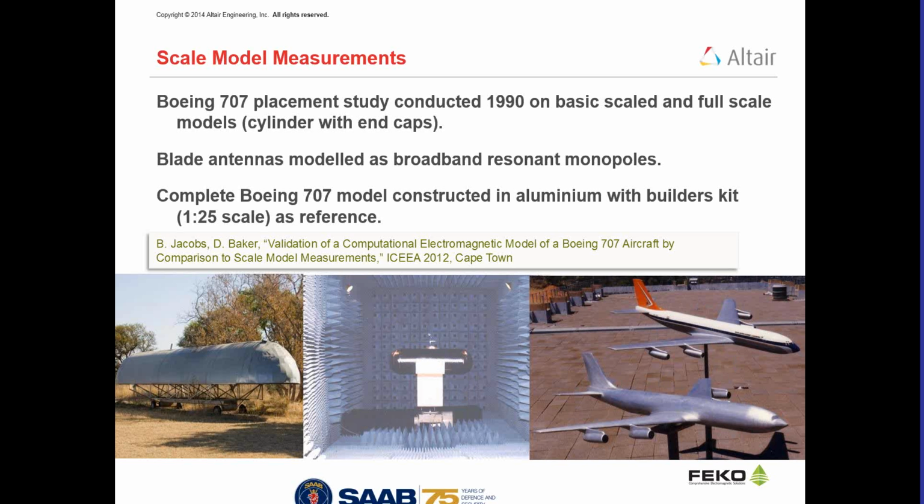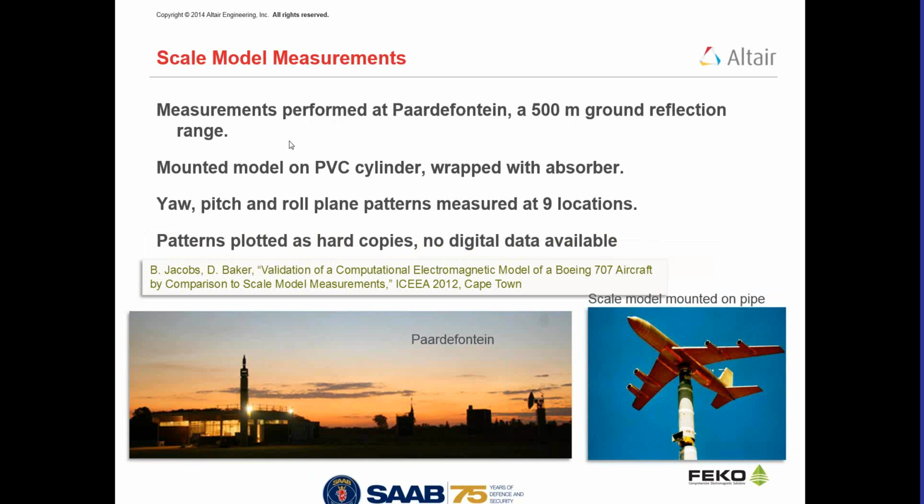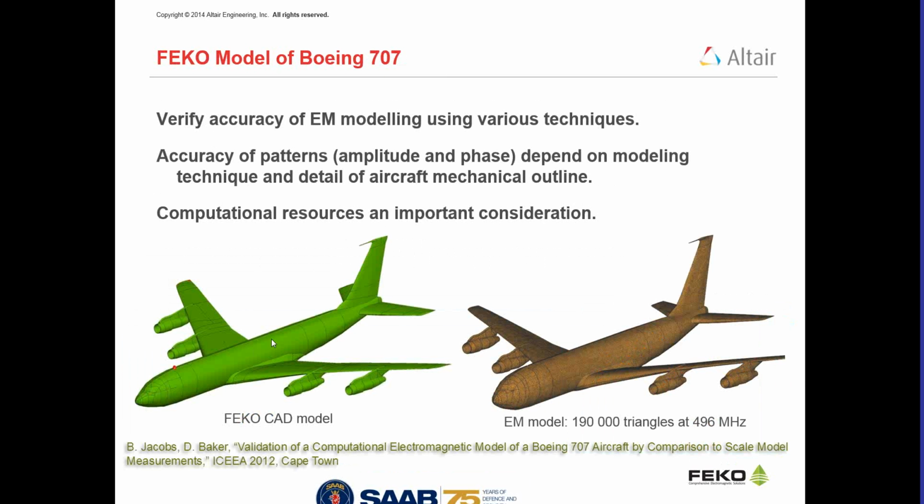So they did this on a 500-meter ground reflection range. That is still an open range, but mounted on top of a plastic PVC cylinder wrapped with absorbers so that there are no reflections from there. And they took a lot of patterns and compared them with the FEKO simulations to make sure that the scale model measurements are accurate as well. So they created an exact model of the scale model they fabricated, and of course if they measured at 496 megahertz, it resulted in close to 200,000 unknowns.